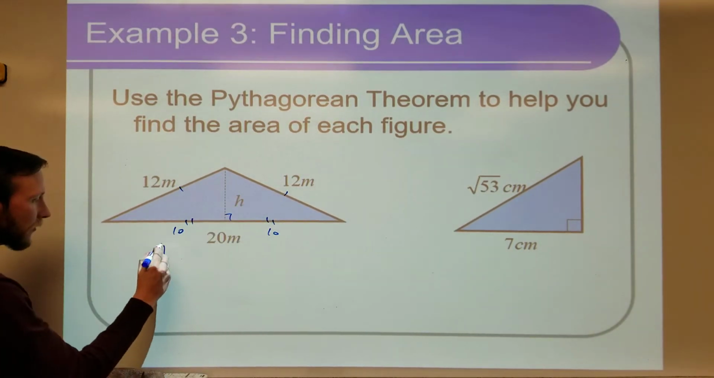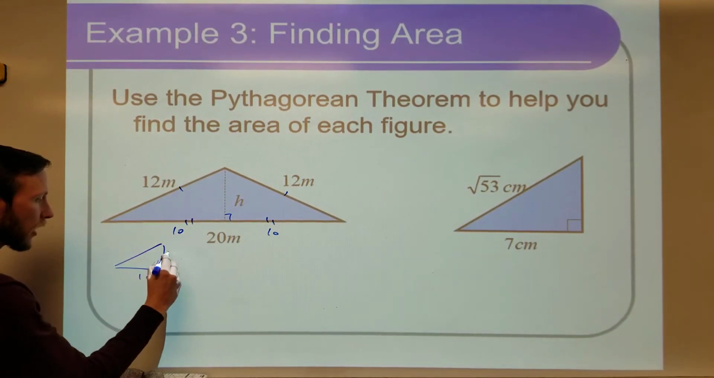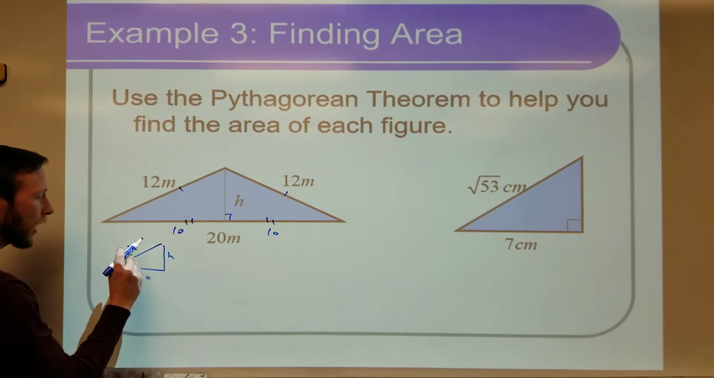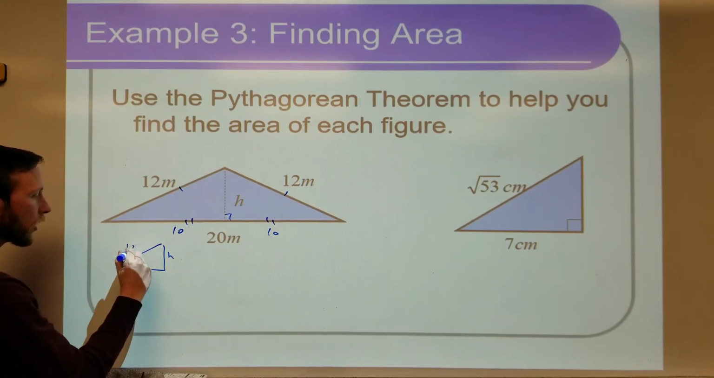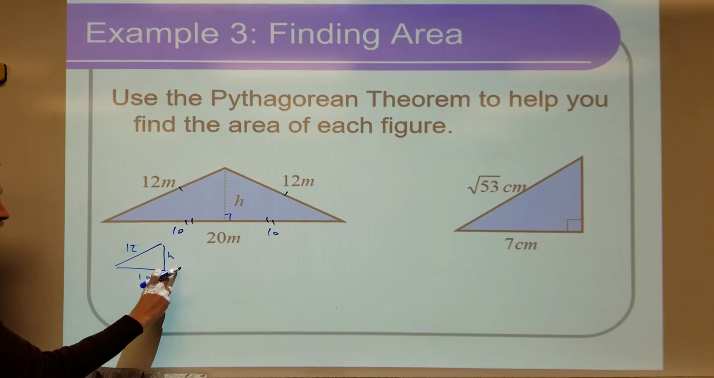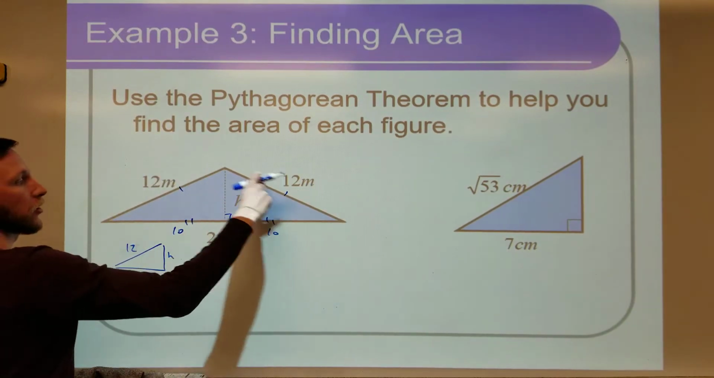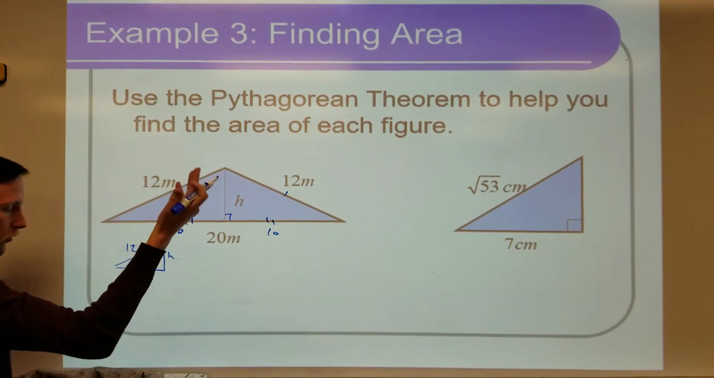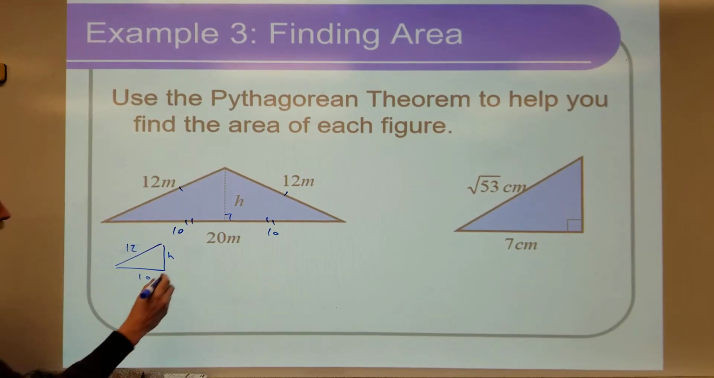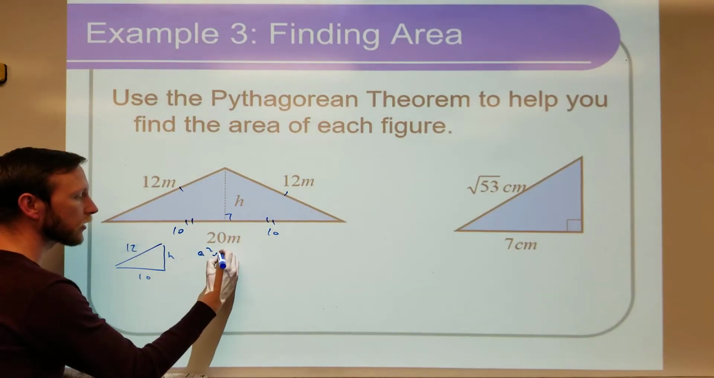I essentially have this basic triangle over here with 10, h, and 12, and my job is going to be figuring out what is the height. But again, I'm not finding the area of this triangle, I'm finding the area of this whole set right here. So be aware that our work is not going to be done once we find out what the height is.